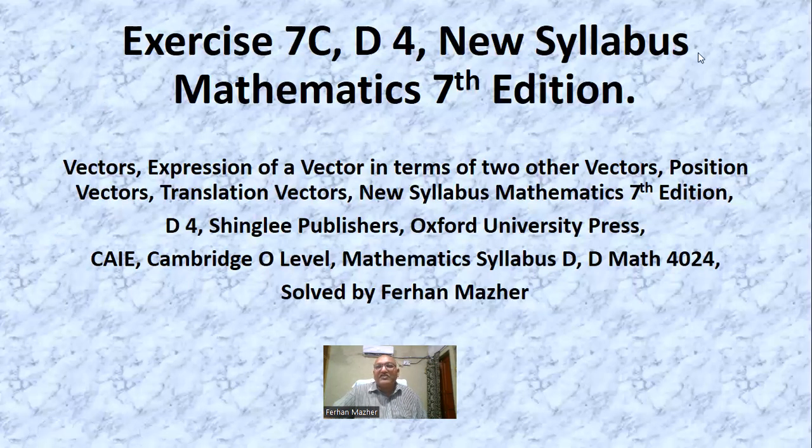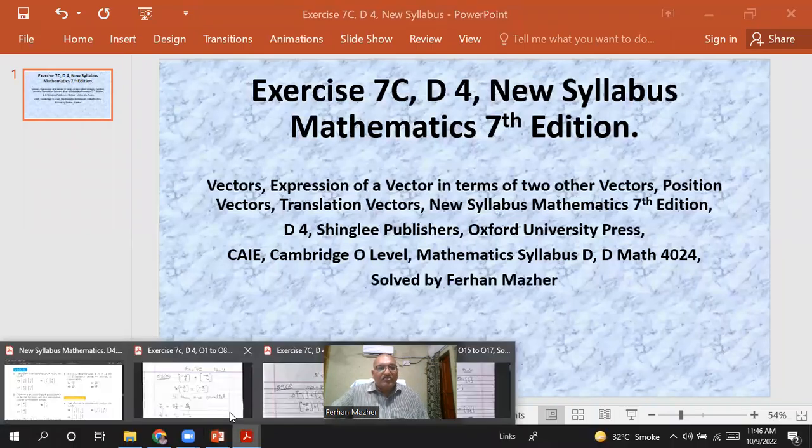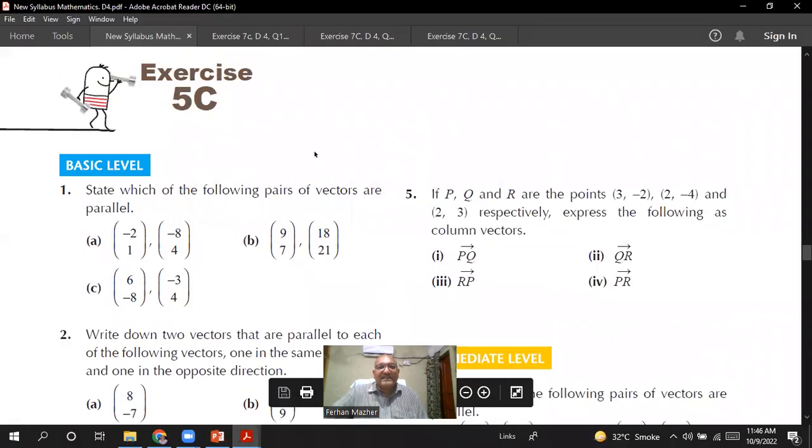So let's start today's work, and here we go. We are talking about the exercise because the soft copy I have is of the Shinglee publishers. In this, the vector is chapter number 5 in the D4, and the exercise when I solved it, I used a hard copy of a book, and that book was of the Oxford University Press, and in that the D4's chapter 7 is about the vectors. The rest of the thing is exactly the same, only the chapter number is different in both the publishers' books.